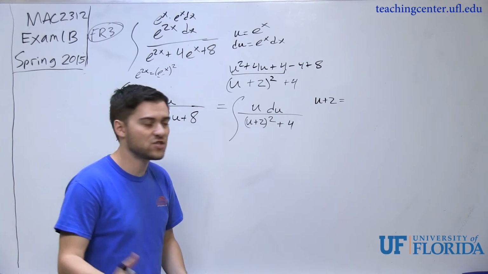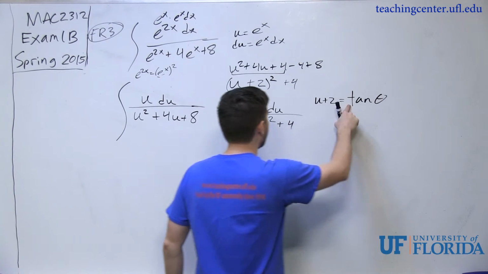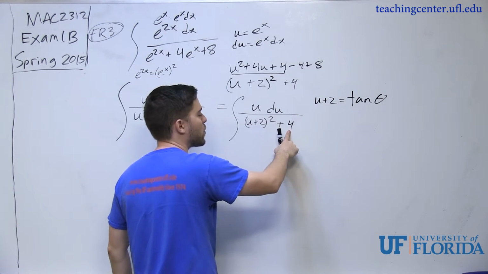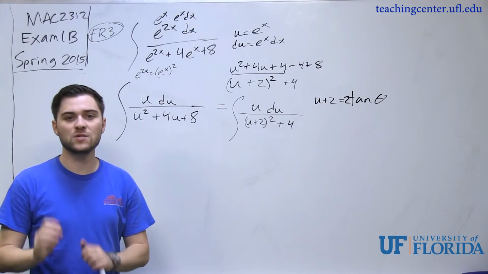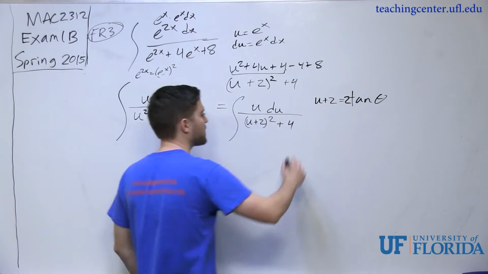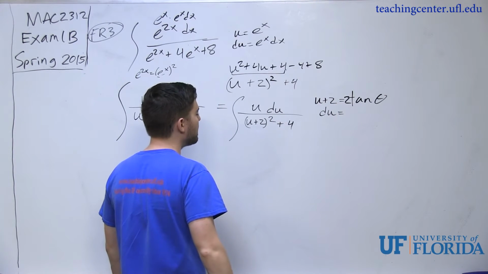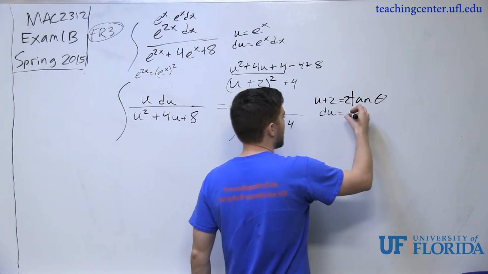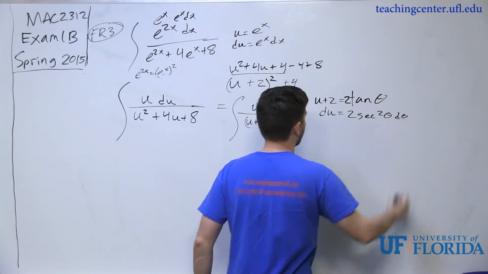So I still use a tangent theta, which means that now I need another substitution. And I need to figure out what the term is in front. My a squared is 4, so this becomes a 2. So u plus 2 is equal to 2 tan theta is going to be my substitution. And of course I want to take the derivative. The derivative in this case is going to be 2 secant squared theta d theta.